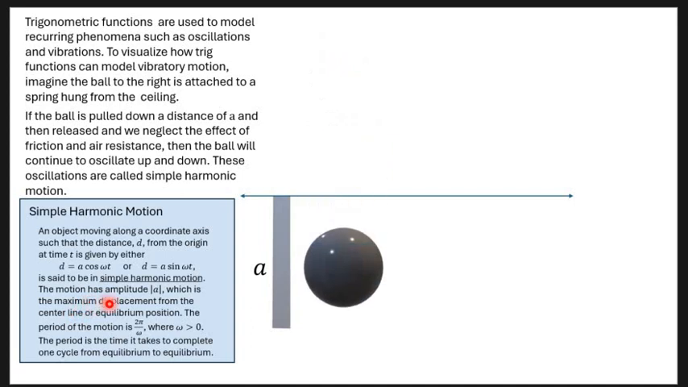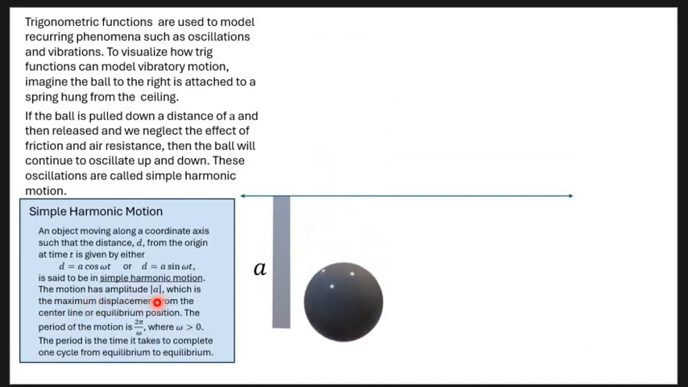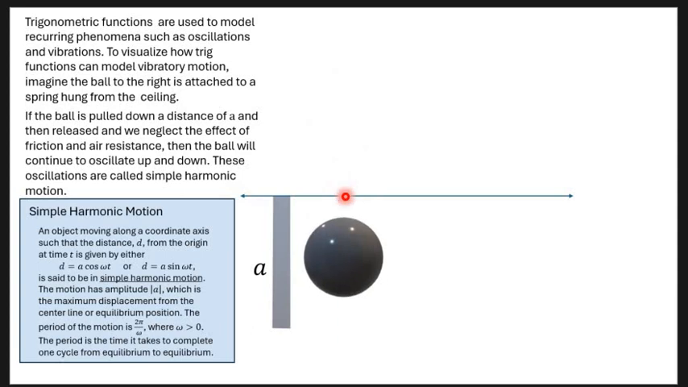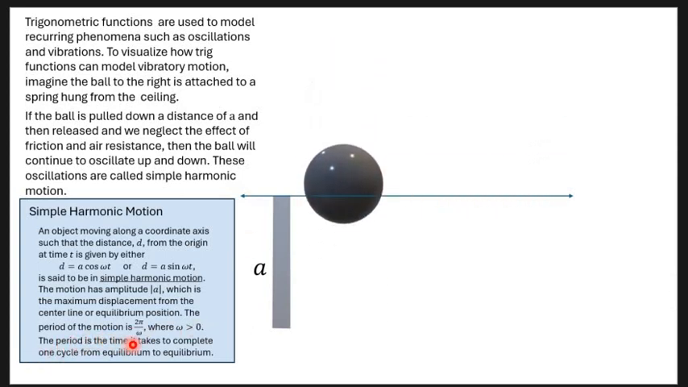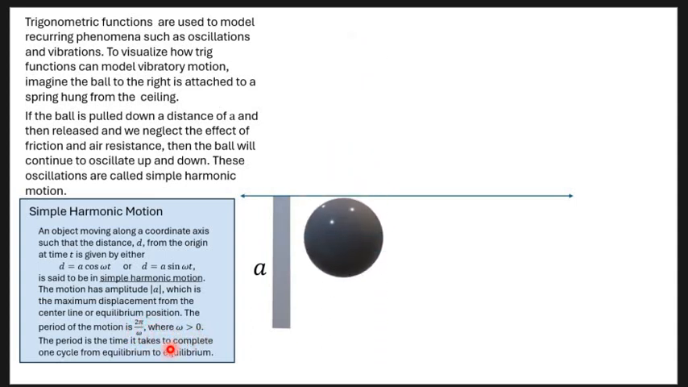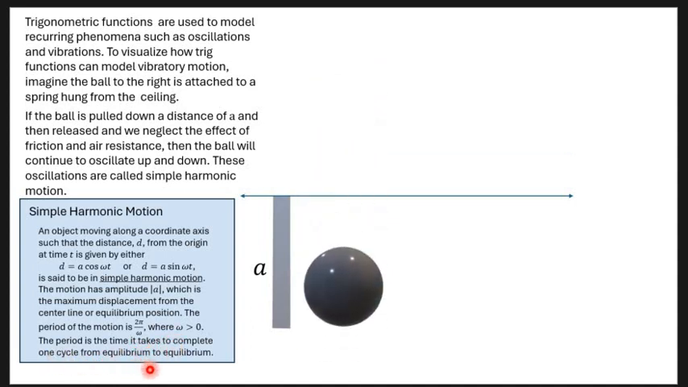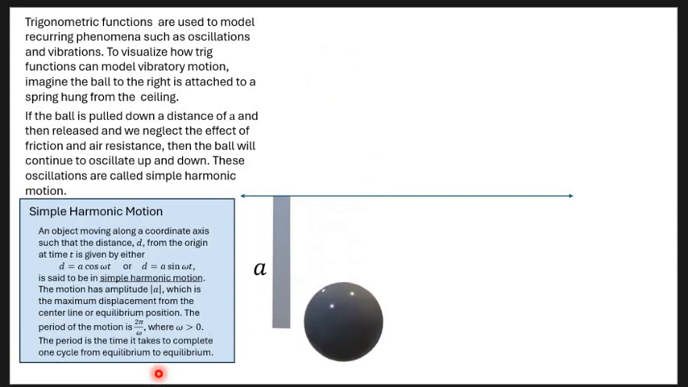The motion has an amplitude equal to the absolute value of a, which is the maximum displacement from the center line or equilibrium position. That center line is also called the rest position. The period of the motion is equal to 2 pi over omega, where omega is positive. The period is the time required to complete one cycle from the equilibrium position back to the equilibrium position.